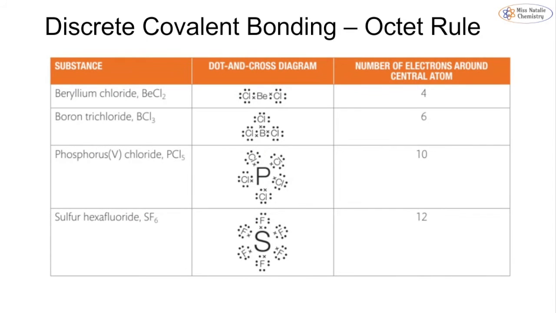So 4 exceptions are beryllium chloride, or BeCl2, which only has 4 electrons around the central atom rather than 8. And that's because beryllium itself only has 2 unpaired electrons, so it can only form 2 bonds. Boron trichloride, or BCl3, has 6 electrons, again because boron only has 3 unpaired electrons, so it can only form 3 bonds. Phosphorus pentachloride, or PCl5, has 10 electrons around its central atom.